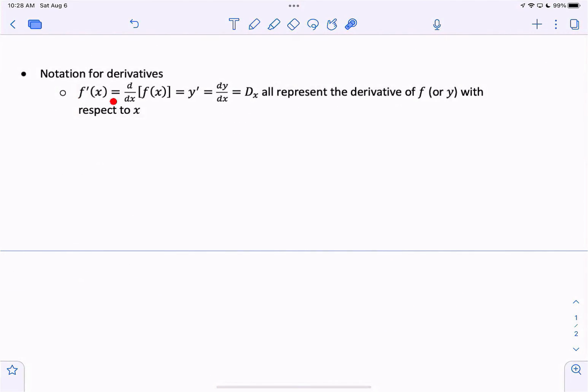Now let's look at some notation. f prime of x is also written as d dx. It looks like a fraction, but we do not use the word over. d dx of f of x, or in other words, the derivative with respect to x of f of x. y prime if our equation was in y and x instead of f of x. dy dx, that is the derivative of y with respect to x. And then d sub x, you don't see that one very much, but it's valid. They all represent the derivative of f or y with respect to x.